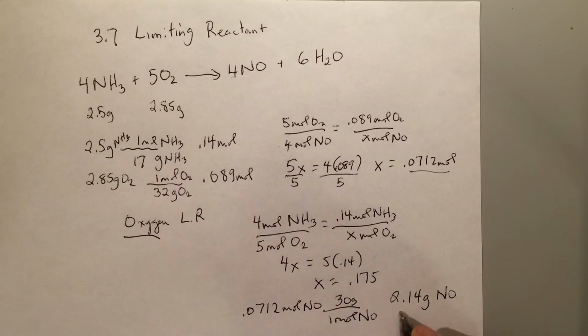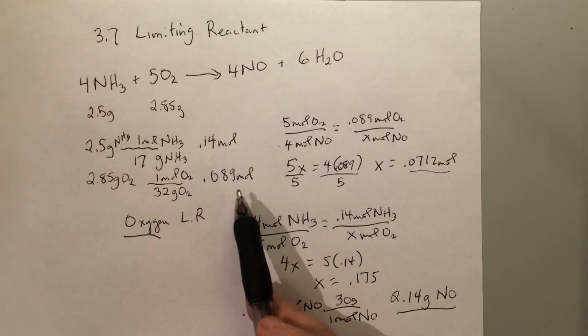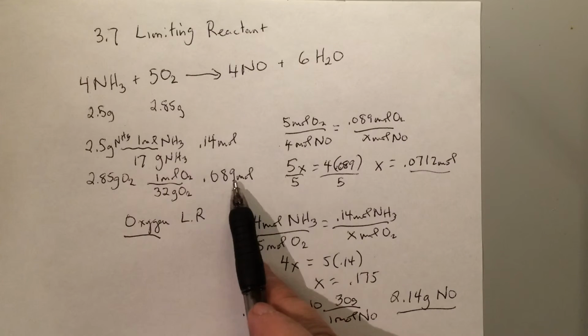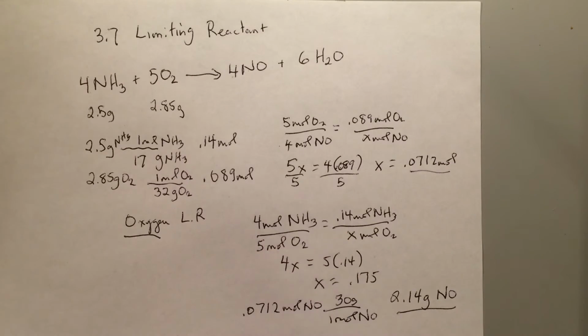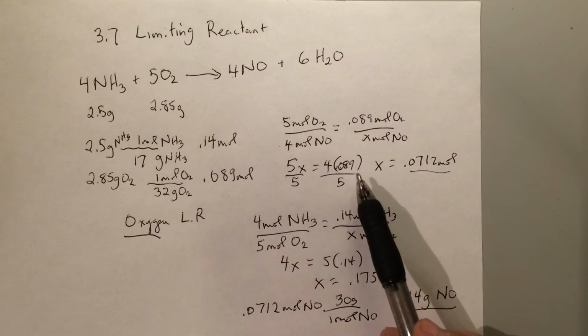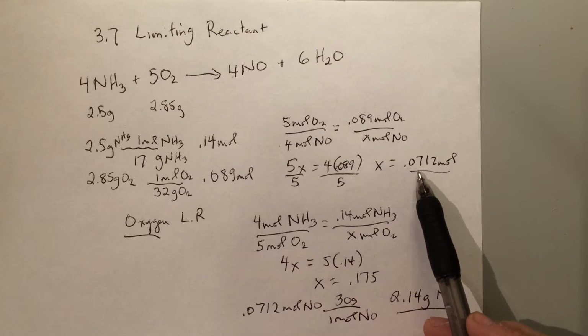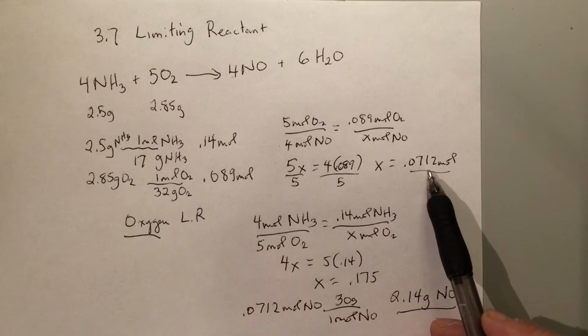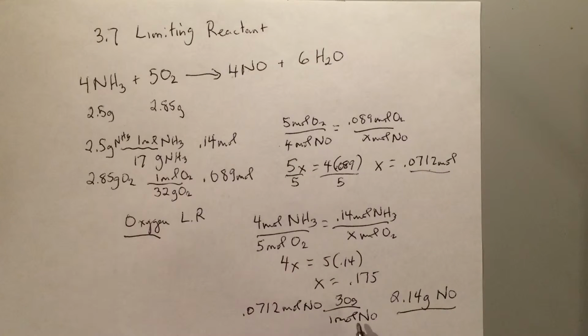2.14 grams. This is how much can be made with this smaller amount, because we don't have the full 0.14 moles. We only have this reduced amount, 0.07 moles. That's all that we could make. 0.07 moles through the periodic table gives you 2.14 grams. So that's your second question.